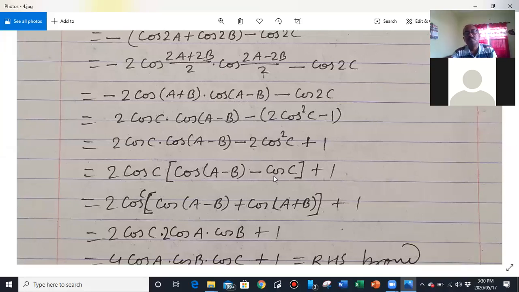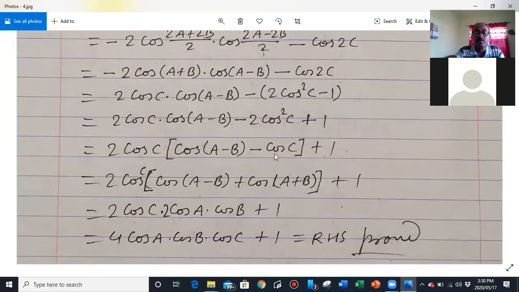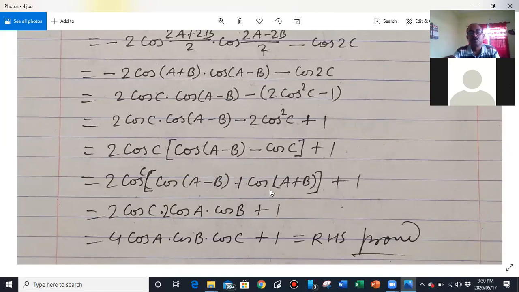2 cos c cos(a minus b) minus cos c plus 1. Now minus cos c is again plus cos(a plus b). So in this line, in place of minus cos c, there is plus cos(a plus b). So 2 cos c into cos(a minus b) plus cos(a plus b), plus 1 is outside. So 2 cos c, you know cos(a plus b) plus cos(a minus b) is 2 cos a cos b, plus 1. So arranged in order of a, b, c: 4 cos a cos b cos c plus 1. This is RHS.